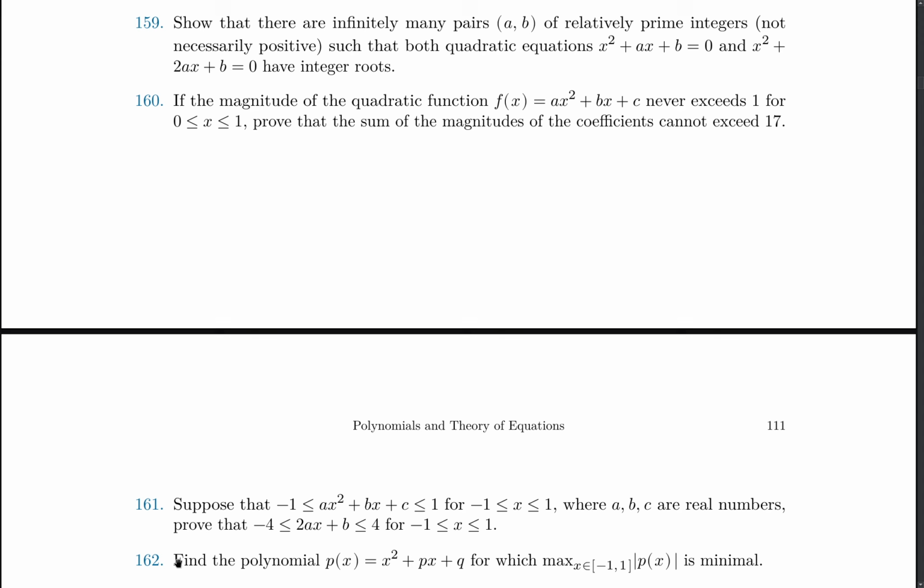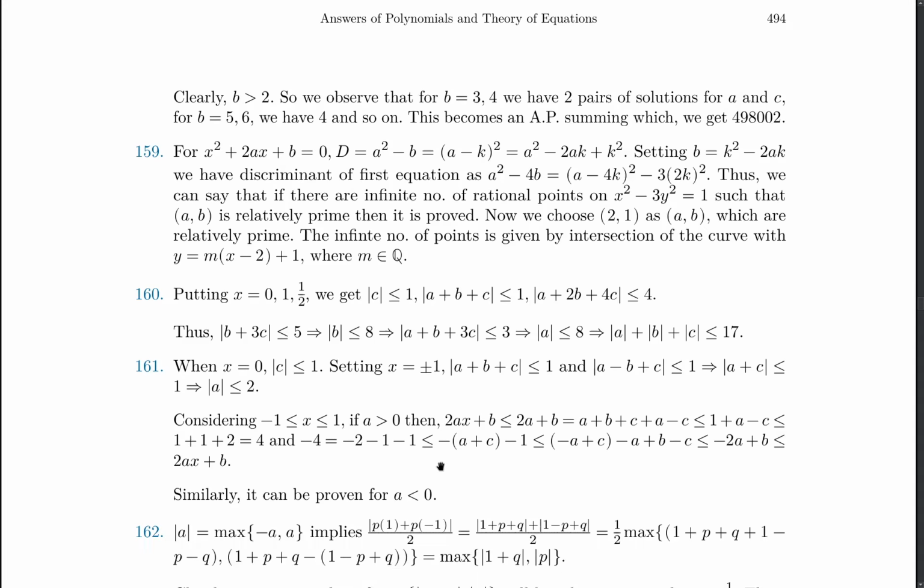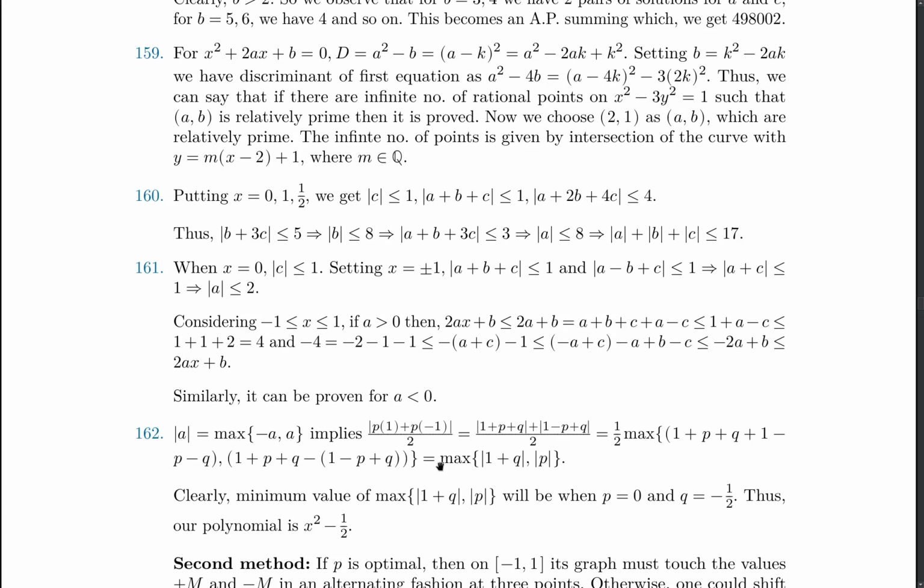Now we have a difficult problem. Find the polynomial p of x equal to x square plus px plus q for which the max of mod of px is minimal for x in minus 1 to 1. This is a classic problem of Chebyshev polynomials. So we will look at the solution 162.